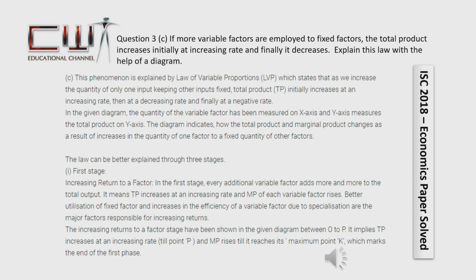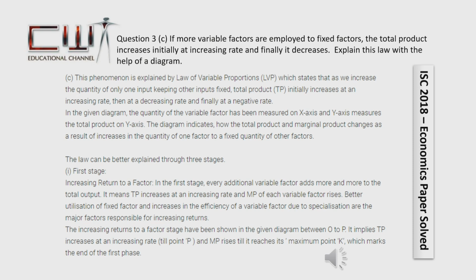If more variable factors are employed to fixed factors, the total product increases initially at an increasing rate and finally it decreases. Explain this law with the help of a diagram. This phenomenon is explained by the law of variable proportions, which states that as we increase the quantity of only one input, keeping other inputs fixed, total product, that is TP, increases initially at an increasing rate, then at a decreasing rate, and finally at a negative rate.